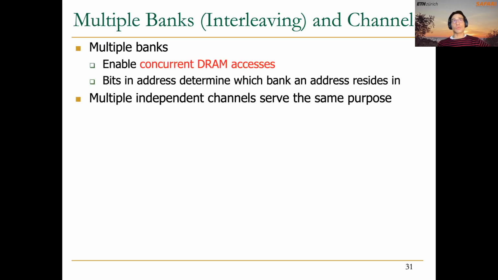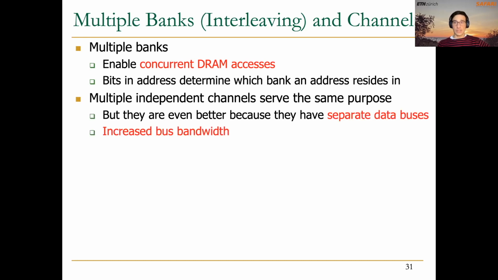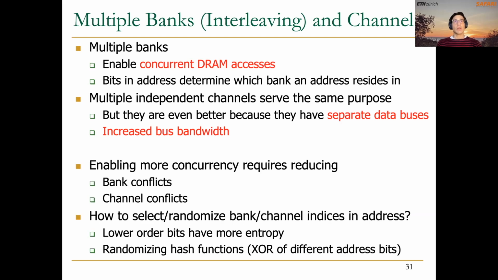So multiple banks, as we know, enable concurrent DRAM access, and bits in the address determine which bank an address resides in. And regarding the channels, it is essentially the same, but it's even better, because when we have multiple channels, we also have multiple databases, and that means increased bandwidth. However, with these ideas of enabling more concurrency by using more banks or channels, we also have to be careful, because we may end up having bank conflicts or channel conflicts.